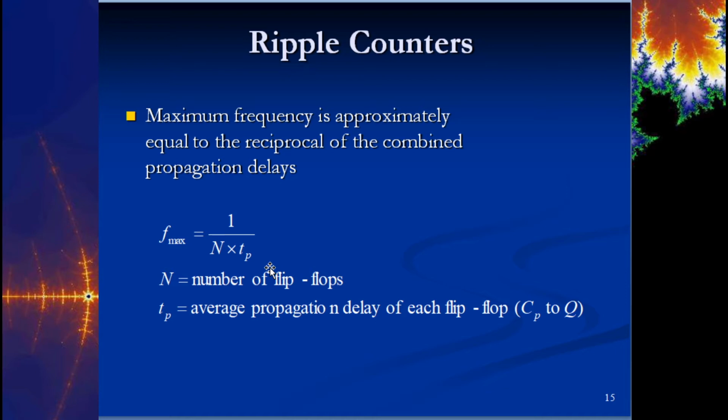So, you know, if you have a 50 megahertz system, you better use an IC or you better use a synchronous counter because that's too much propagation delay for what you're trying to do. So there is a limitation to this.